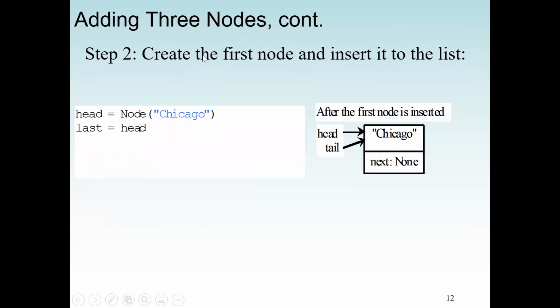Now we have 3 nodes. In step 2, we create our first node. Again, linked list is a dynamic implementation, so the size doesn't matter. Anytime we want to set an item, we need to create the node first before we insert it. So the first step is to create the first node and insert it into the list.